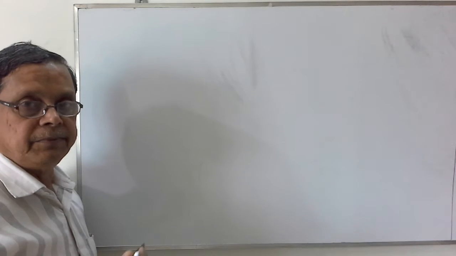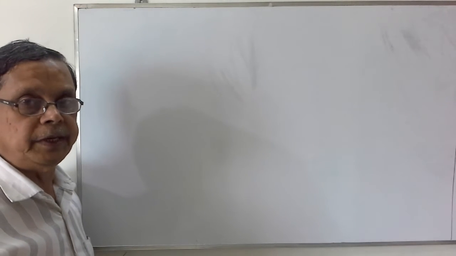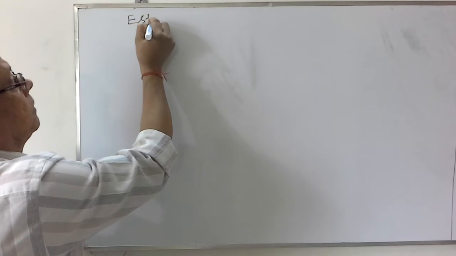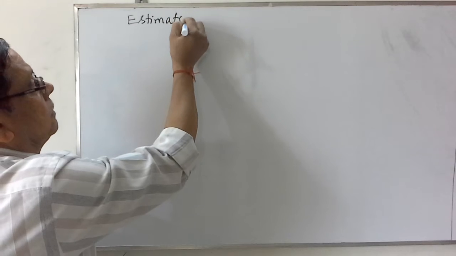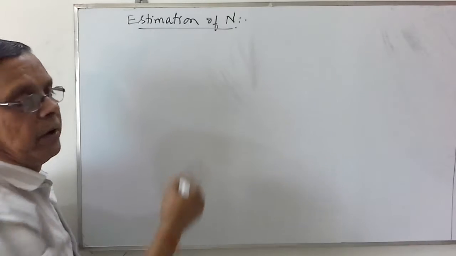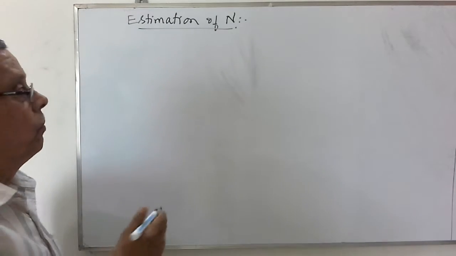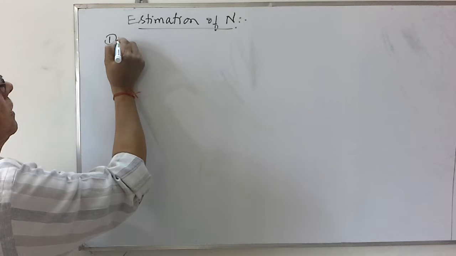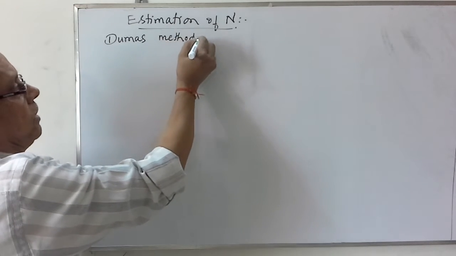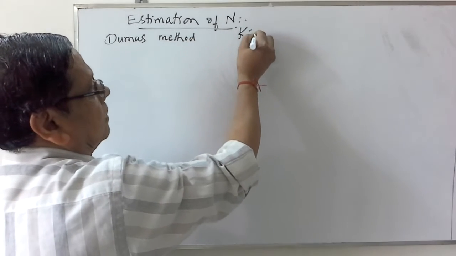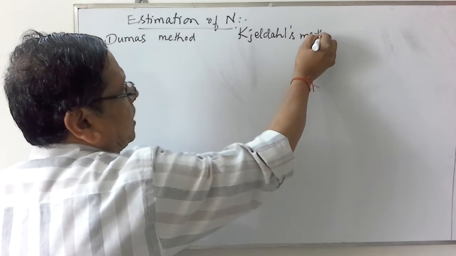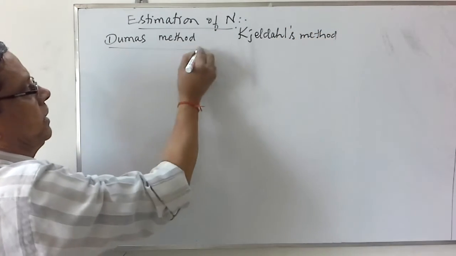So after studying the estimation of carbon and hydrogen in the previous video, let us go for the estimation of nitrogen. Estimation of nitrogen. There are two methods available for the estimation of nitrogen. One method is the Dumas method. The other one is Zeldal's method.